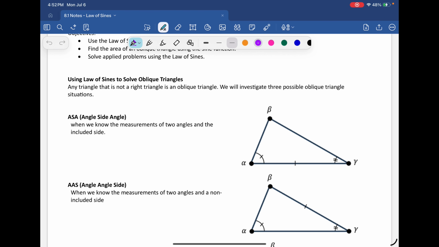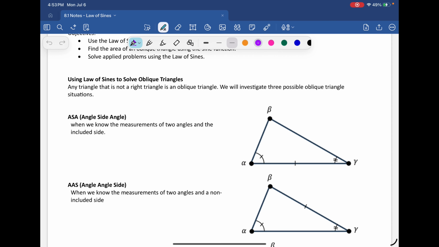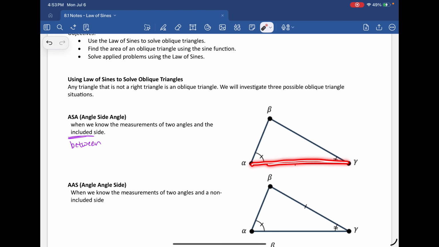So we use the law of sines in one of three instances. The first one is angle side angle. That's when we know two angles and the included side. This word included means between. My line right here is between angles A and B, or C, excuse me, that's gamma.